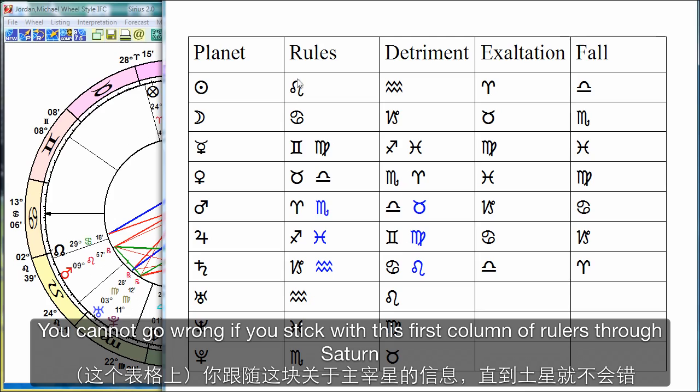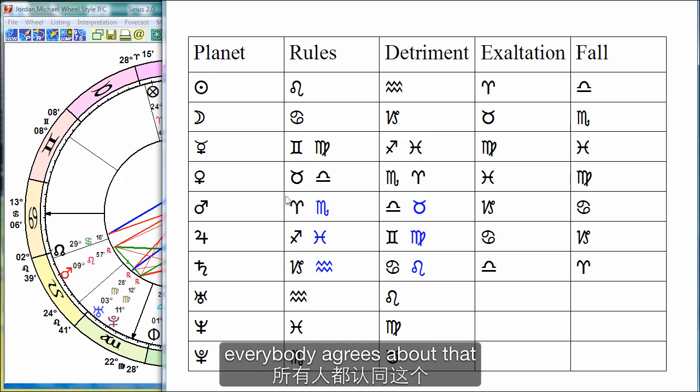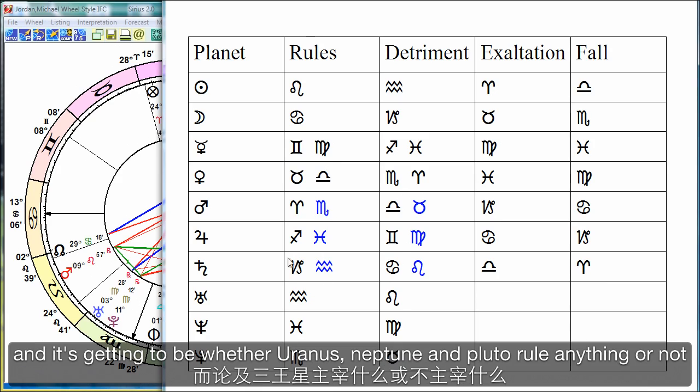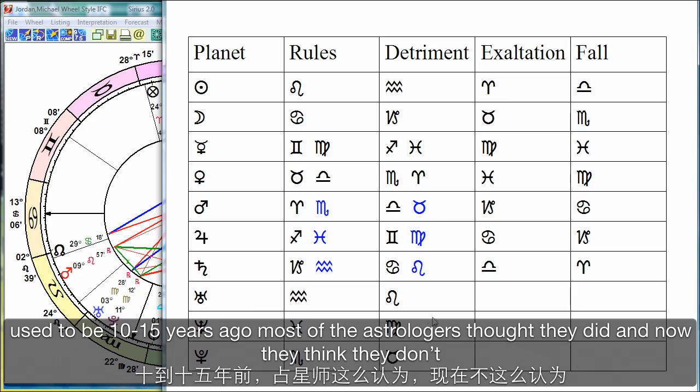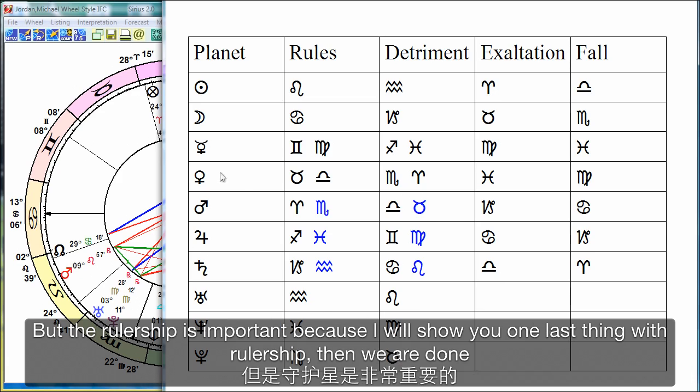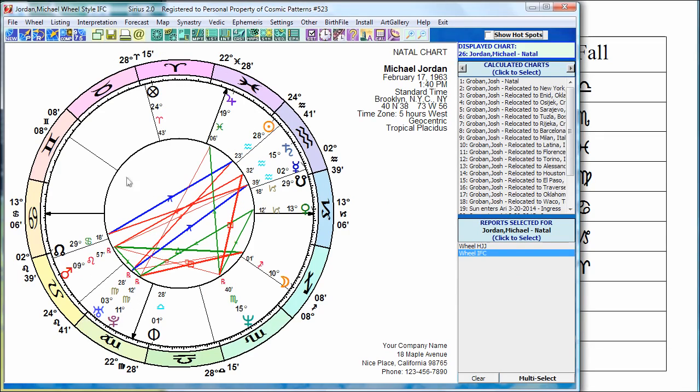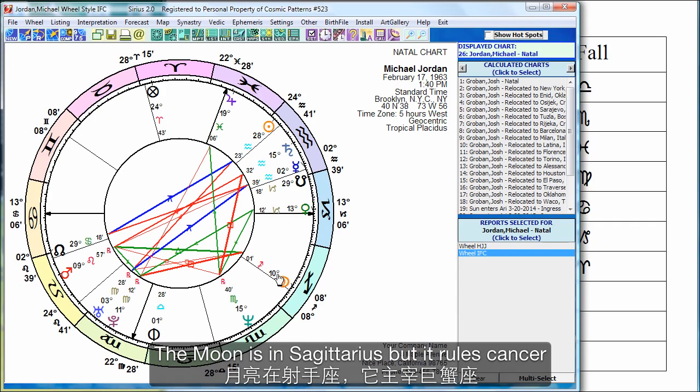You can't go wrong if you stick with this first column of rulers through Saturn. Everybody agrees about that. And frankly, I think almost all astrologers now are beginning to agree with these blue ones as well. Whether Uranus, Neptune, and Pluto rule anything or not used to be, 10, 15 years ago, most astrologers thought they did, and now they think they don't. But the rulership is important, because I'll show you one last thing with rulerships, and then we're done. The moon is in Sagittarius, but it rules Cancer.